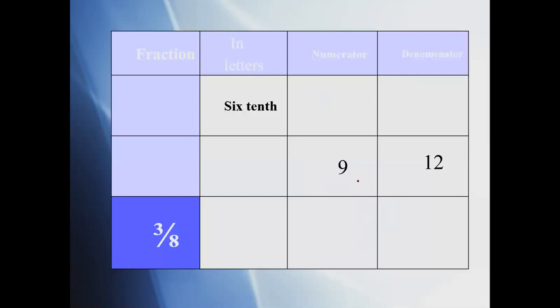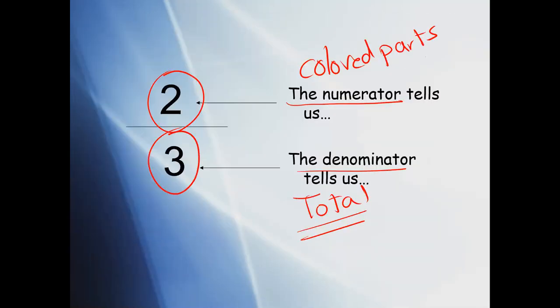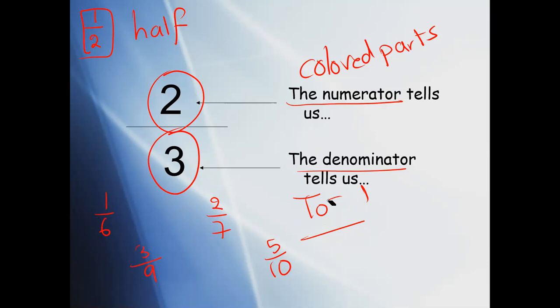Now exercise 3: how do we write any fraction in letters? For example, when I say 1 over 2, we said before that 1 over 2, we name it what? We name it half. If we divide any object into 2 equal parts, it's represented as a half. The half, we name it 1 over 2. But the other fractions, for example, 1 over 6, 2 over 7, 3 out of 9, 5 out of 10. How do we write these fractions in letters?